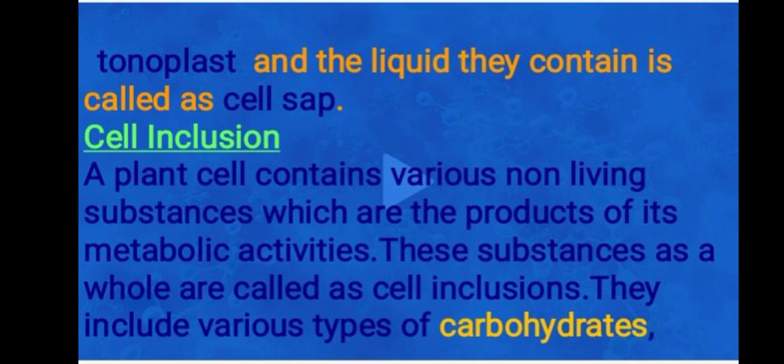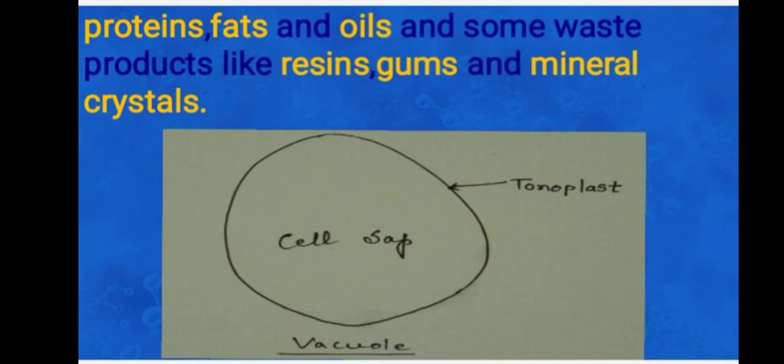Let's try and understand another term which is called cell inclusion. Children, a plant cell contains various non-living substances which are the products of its metabolic activities. These substances as a whole are called cell inclusions. They include various types of carbohydrates, proteins, fats, and oils, and some waste products also, like resins, gums, and mineral crystals.